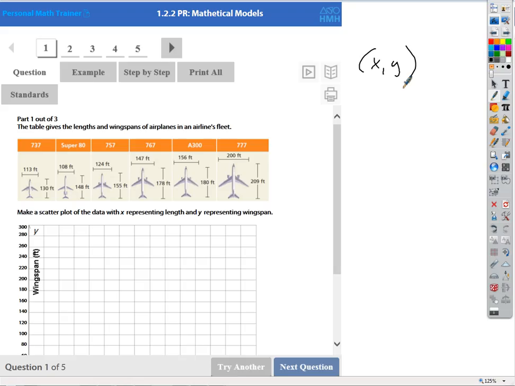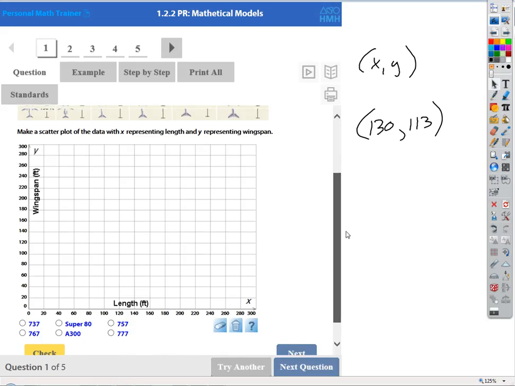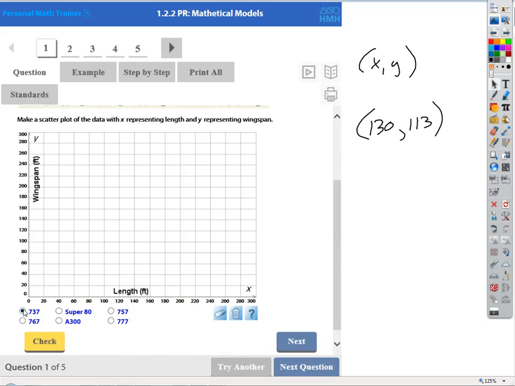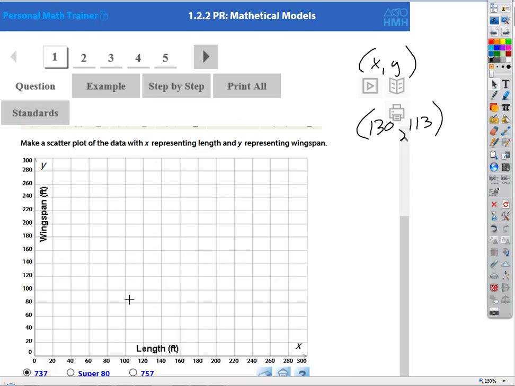And for the first point, we have to make sure we're taking the length as the x coordinate and the wingspan as the y coordinate. So the first point would have coordinates 130, 113. That make sense? Okay, and so when I want to add that point, you got to be kind of careful. If I'm going over to 130, that's halfway in between 120 and 140. Everybody see that? Make that a little bigger. So right there. And then I got to go up to 113.